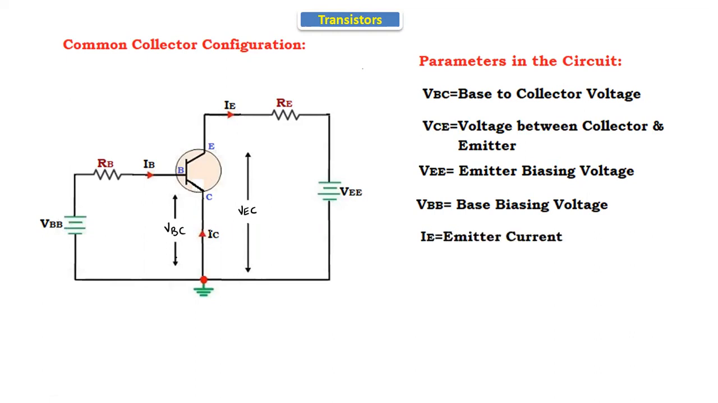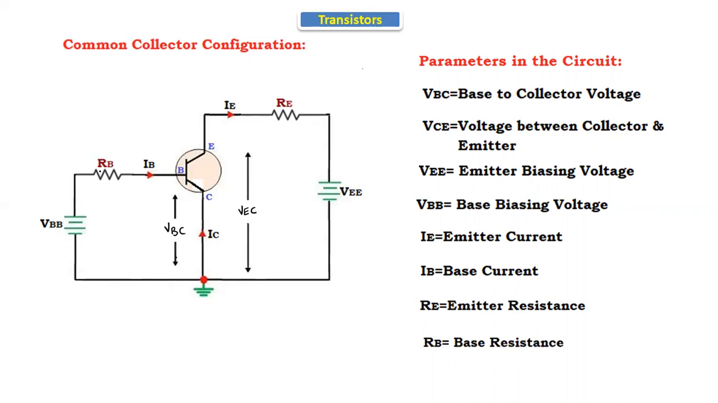Next, IE. IE is the current passing through the emitter terminal. Now IB. IB is the current passing through the base terminal. That is called the base current. Next, RE. RE is called the emitter resistance. The resistor is connected to the emitter terminal. That is the emitter resistance RE. Next, the base resistance RB. The resistance connected to the base terminal is the base resistance. These are the parameters of the common collector configuration.